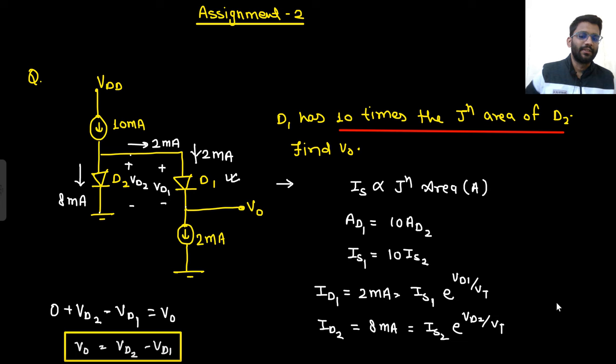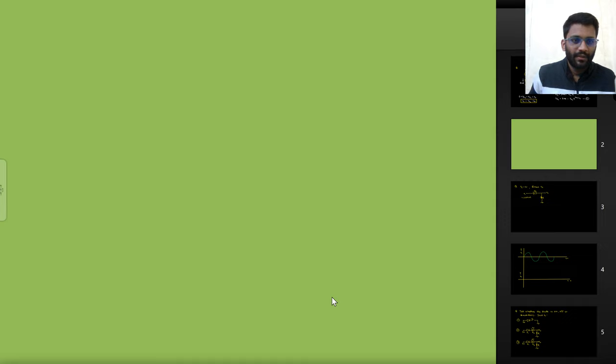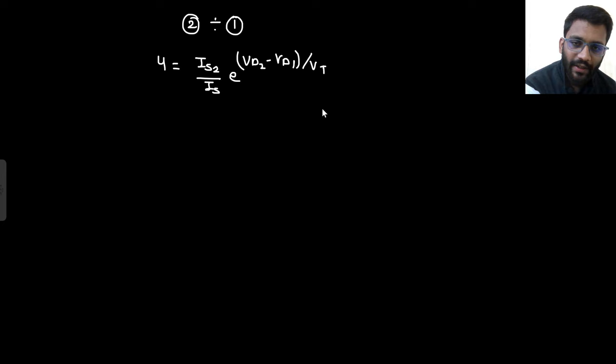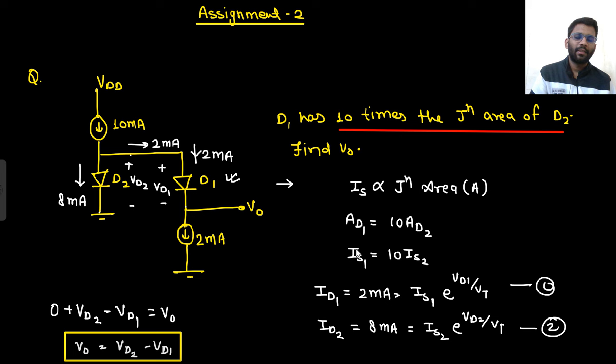So this is equation 1 and this is equation 2. How can I get VD2 minus VD1? If I divide equation 2 by 1, I need to add a page. So equation 2 divided by 1, what do we get? 4 equals IS2 by IS1 e to the power (VD2 minus VD1) by VT. Eta value we are taking as 1. 4 equals IS2 by IS1 times the exponential. What is IS2 by IS1? From here you can see that is 1 by 10.